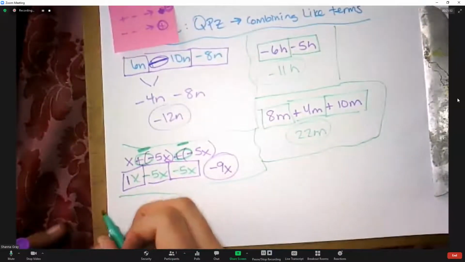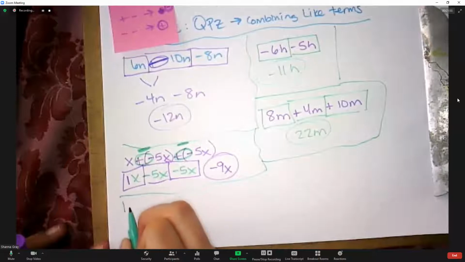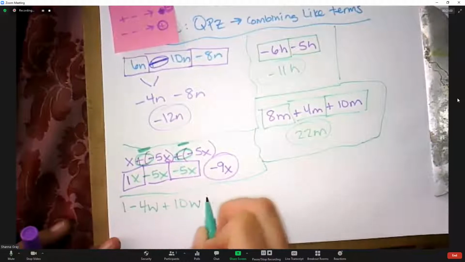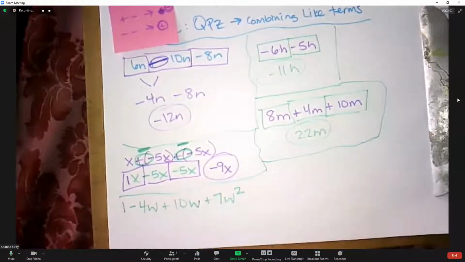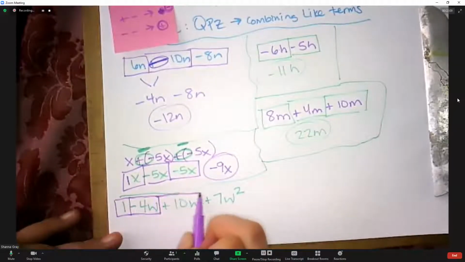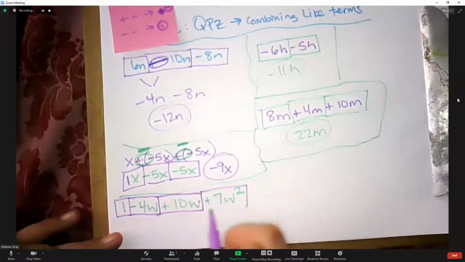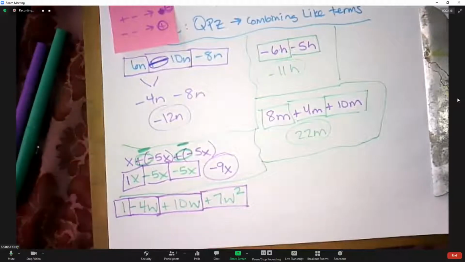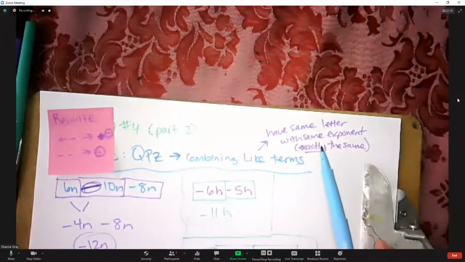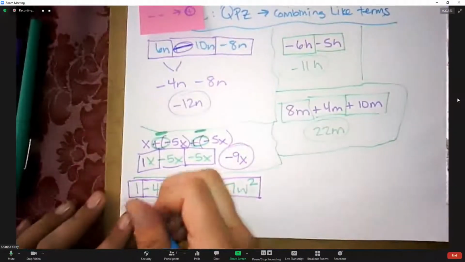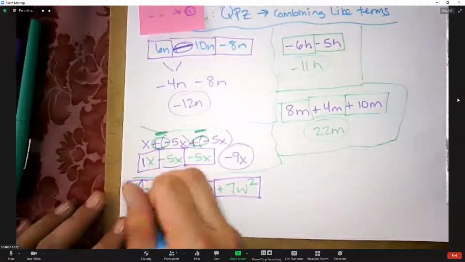All right, then they started to get longer as I went through, like just bigger problems, more pieces. Ooh, and so finally we see this first exponent part. So I have a +1 here, a -4W there, a +10W, and then a +7W squared. So if I'm looking for things that are like terms, I'm looking for things that have the same letter with the exact same exponent. And so 1 is the only regular number. So 1 is definitely just going to stay a 1.